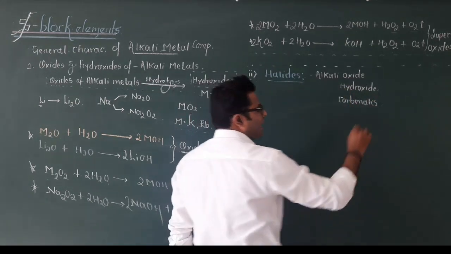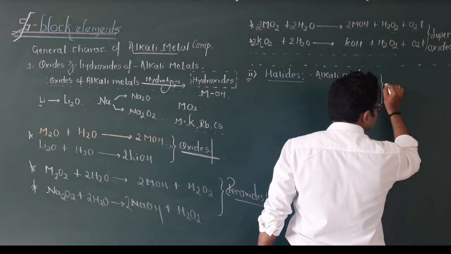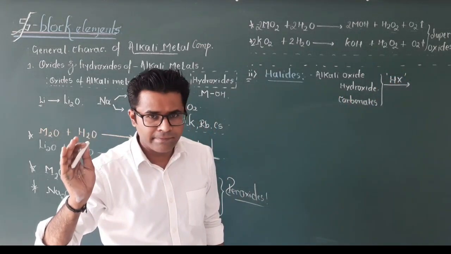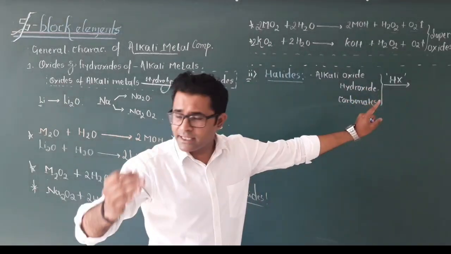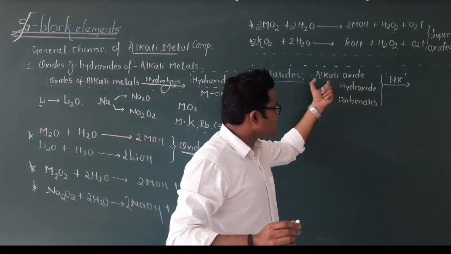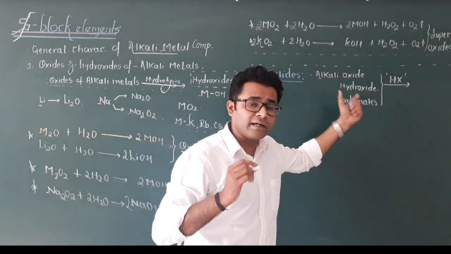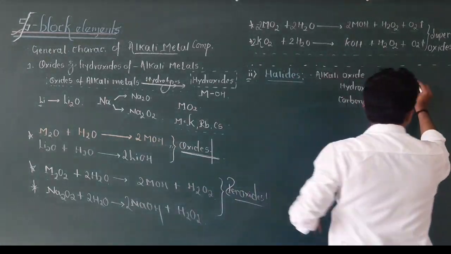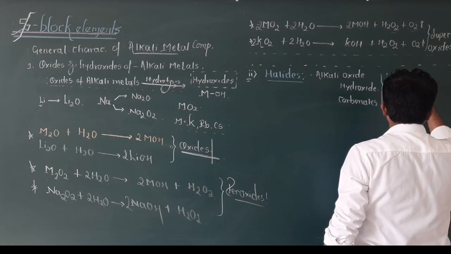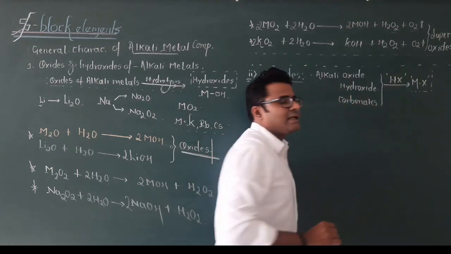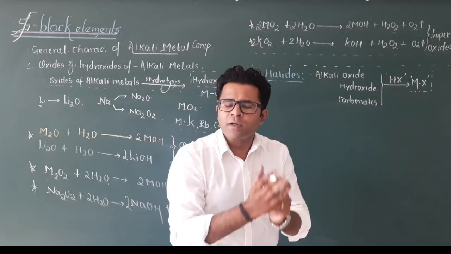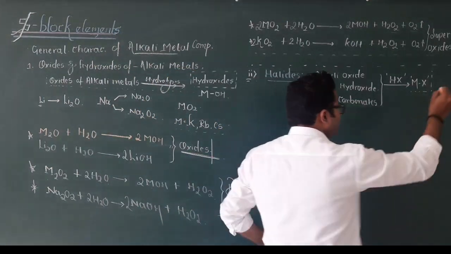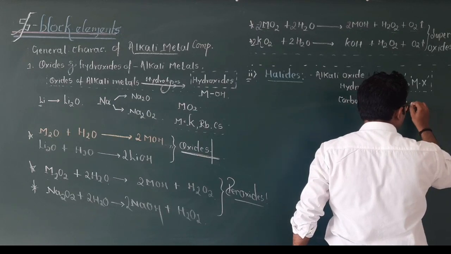Okay, when we have these and we react these with HX, that is hydrohalic acids, or you can also call them halogen acids. When we react alkali oxides or alkali hydroxides or alkali carbonates with hydrohalic acids, we end up getting alkali halides. When these compounds are formed, a large amount of energy is liberated. As a large amount of energy is liberated, we denote this as delta H.